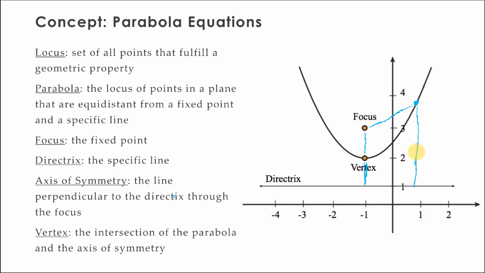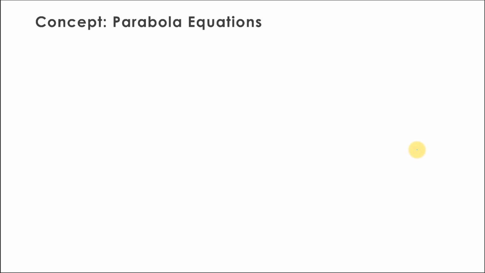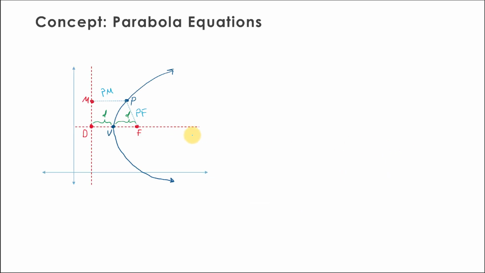Let's take a look at our equations and how we come up with them. I've got this sideways-facing parabola here, with our vertex and our focus, and our directrix. Let me label these: our directrix and our axis of symmetry. You're probably thinking, we've got some equations here: y equals k, x equals h minus d. Where are those coming from?